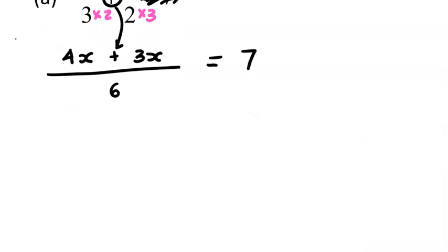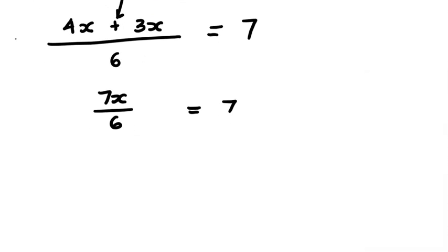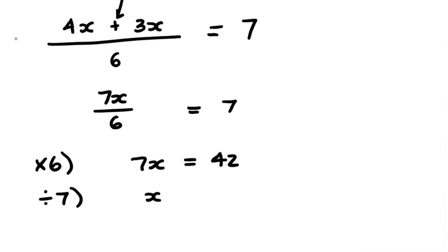Like always, if we can put together some like terms, we deal with that before we continue solving. So 7x over 6 equals 7. Now, we've solved a lot of equations like this before. We're going to multiply both sides by 6. So 7x is going to equal 42. And now we'll divide by 7. X is just going to be 6.